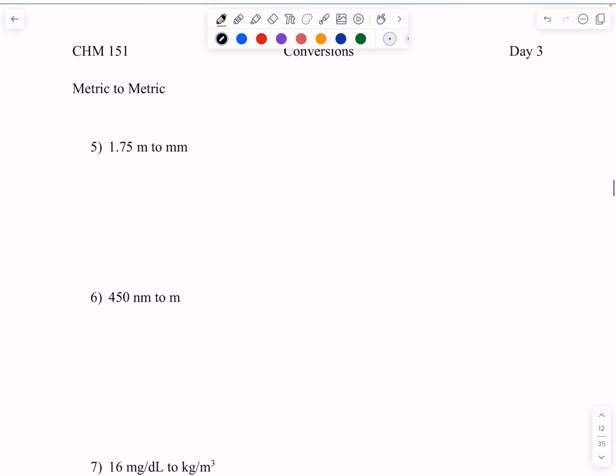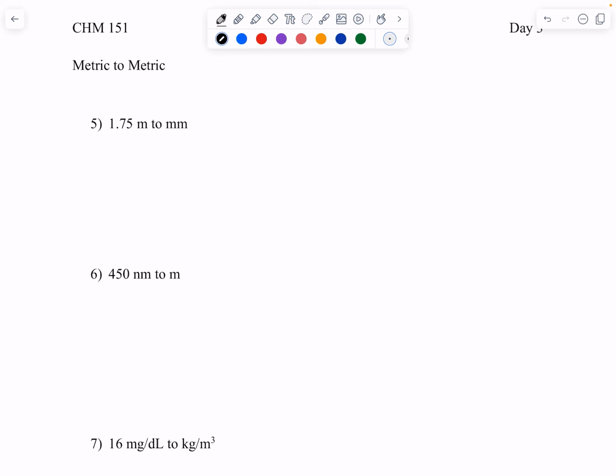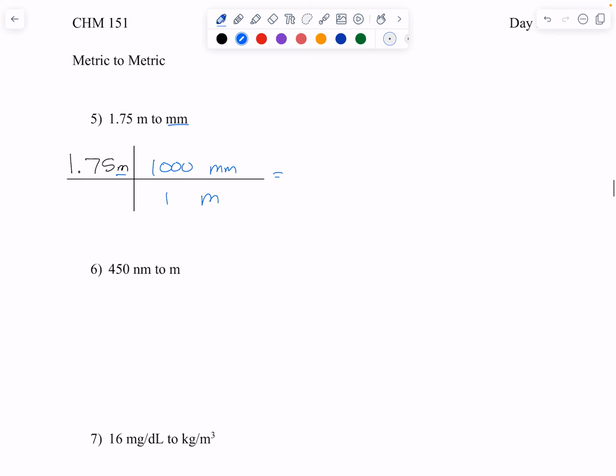The next page is metric to metric, and these seem to be easier for a lot of us once we are used to the prefixes. All right, so 1.75 meters. What has to go on the bottom? Meters. Top, millimeters. 1 meter is 1,000 millimeters. And so we get 1,750 millimeters. That's it.